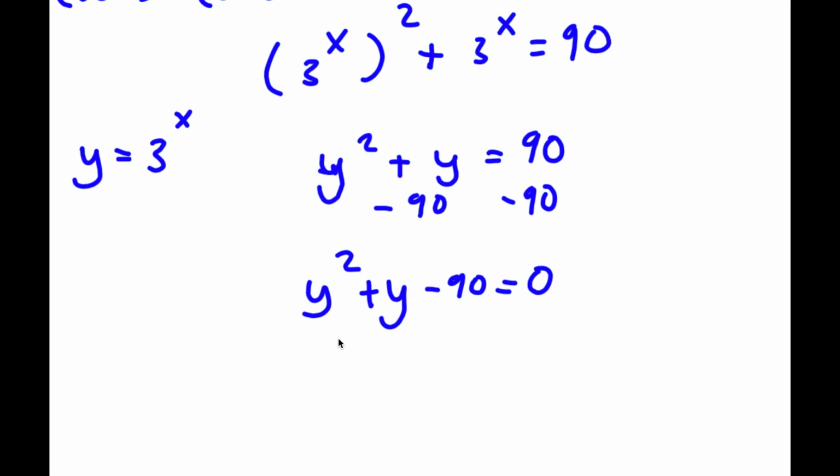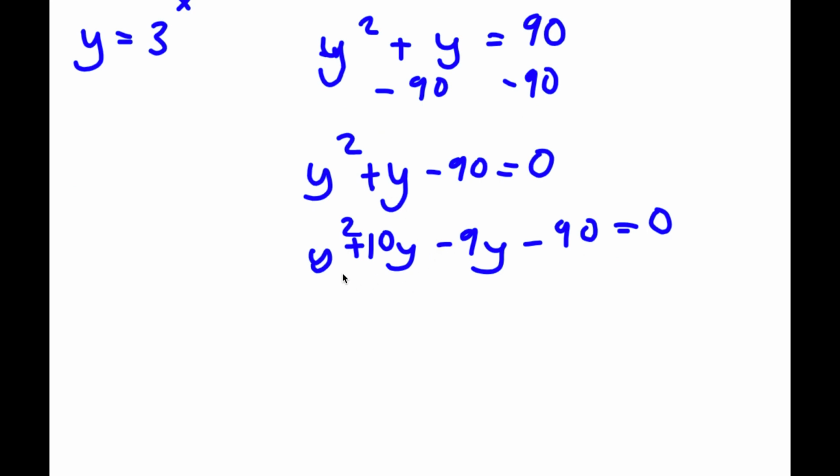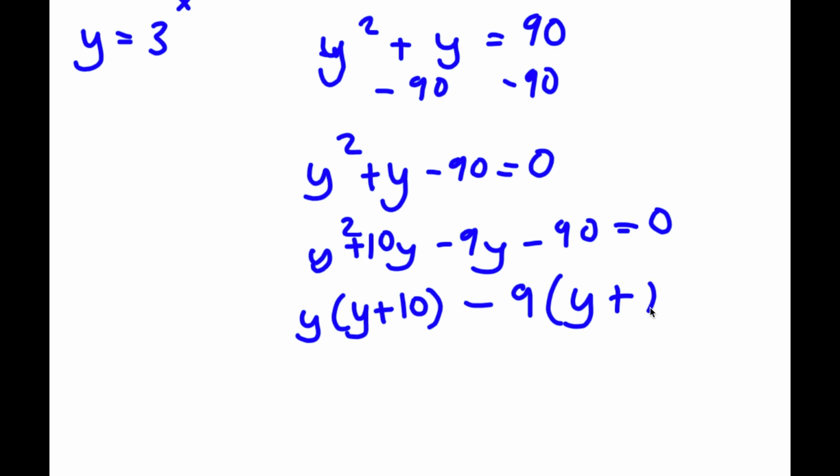So I'm going to rewrite y as 10y minus 9y. So now I have y squared plus 10y minus 9y minus 90 is equal to 0. Now I'm going to factor each individual group. So I'm going to first factor y from y squared plus 10y. So now I have y times y plus 10 minus, now I'm going to factor out negative 9 from negative 9y minus 90. So I have negative 9 times y plus 90 divided by 9 is 10.